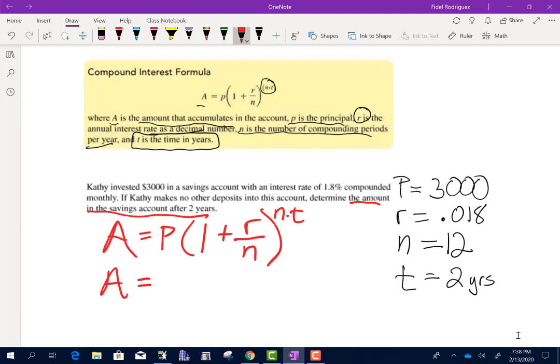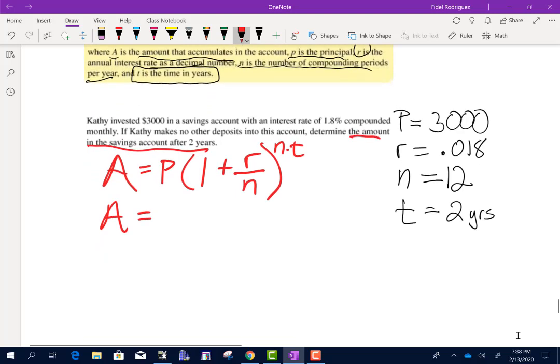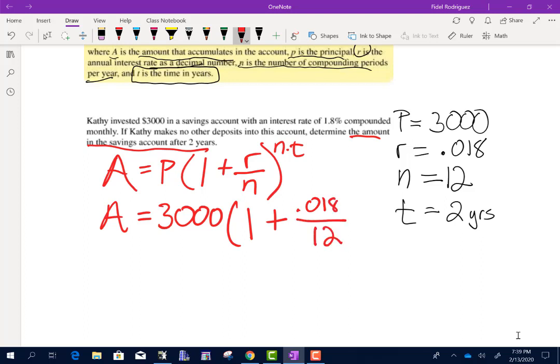So let's take a look here. It says P happens to be 3,000. So let's go ahead and write that in here, 3,000. 1 plus our interest rate was 0.018 divided by the number N, which was 12. All of that is raised to the power N times T. So 12 times 2.